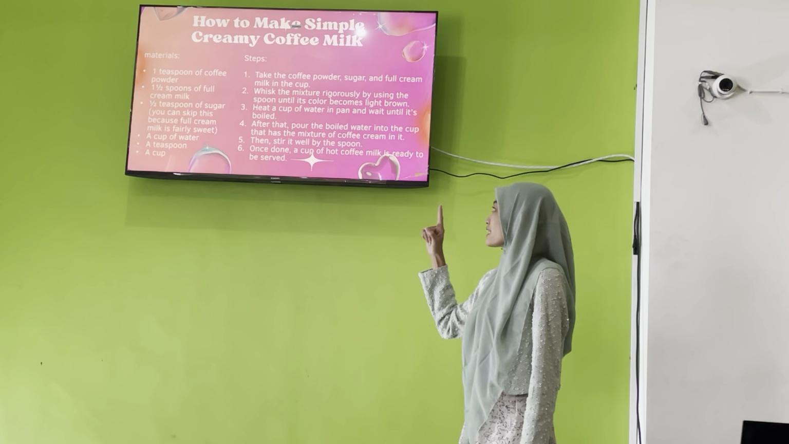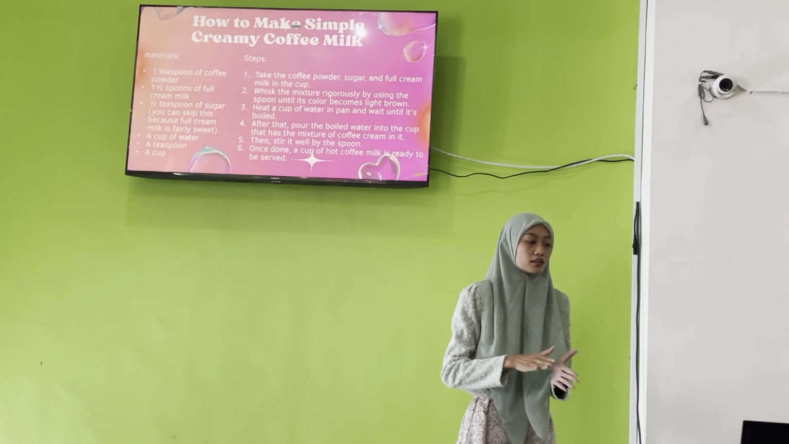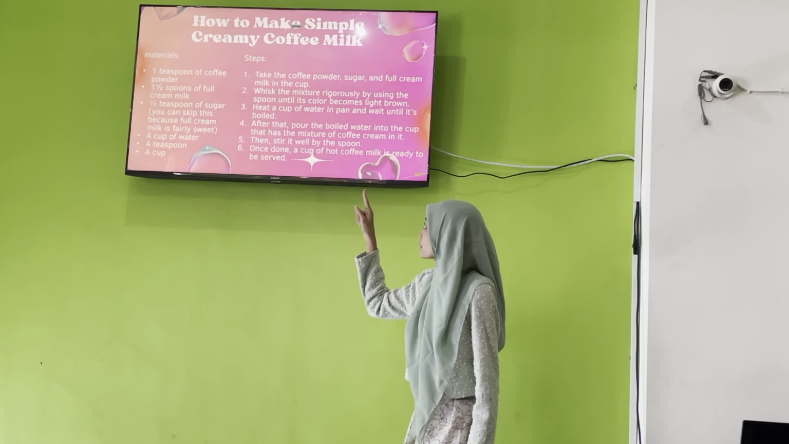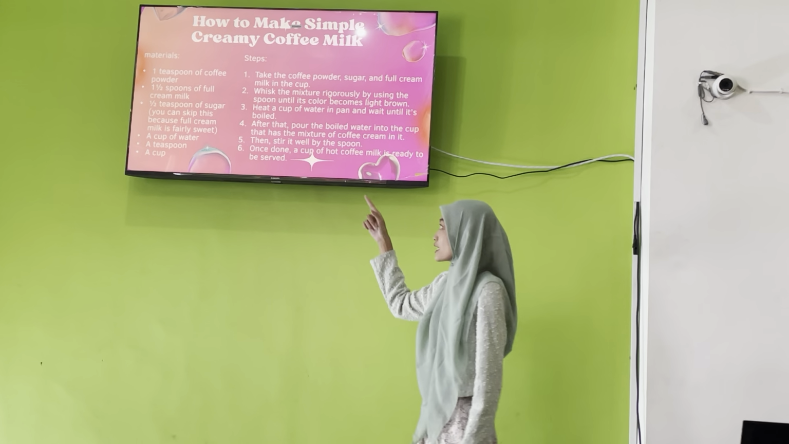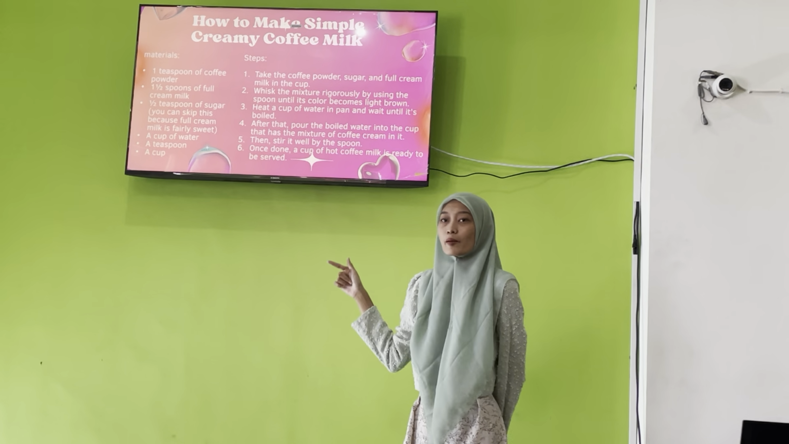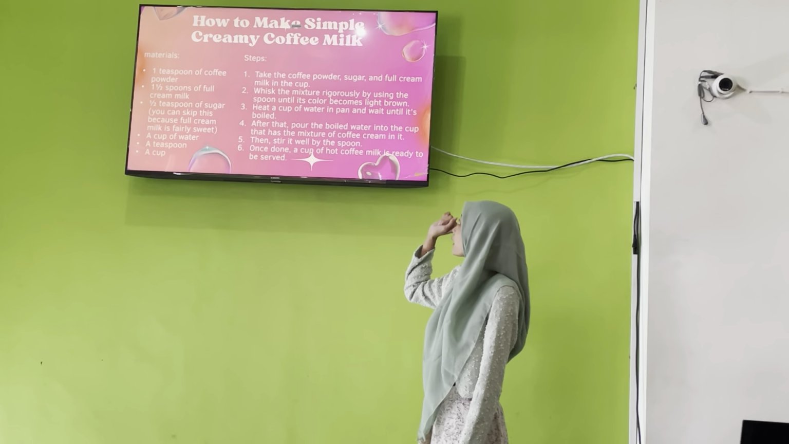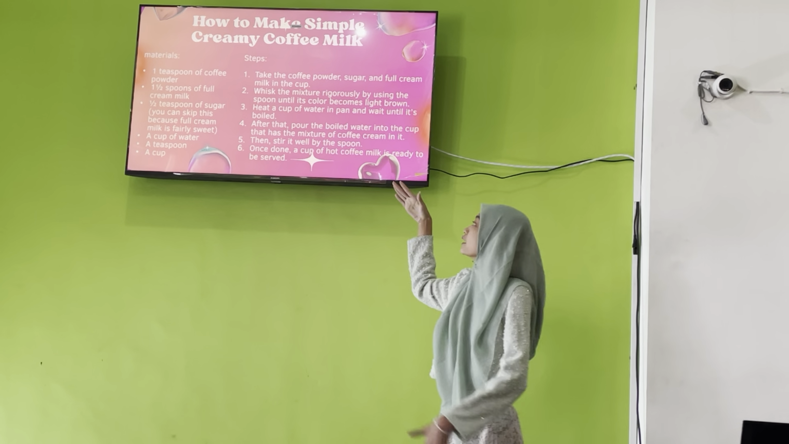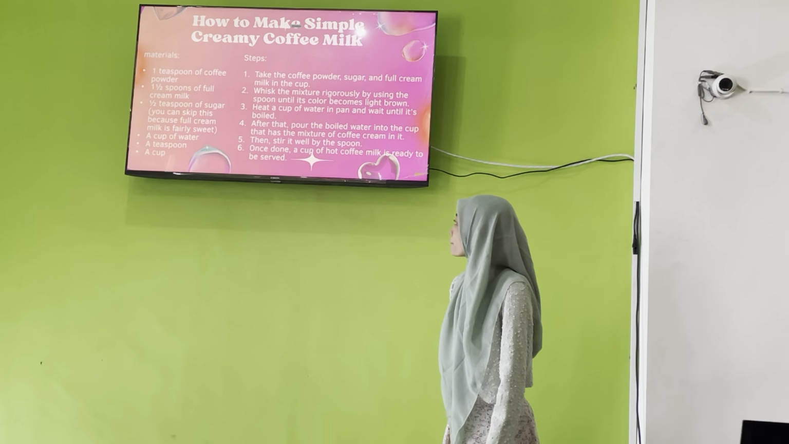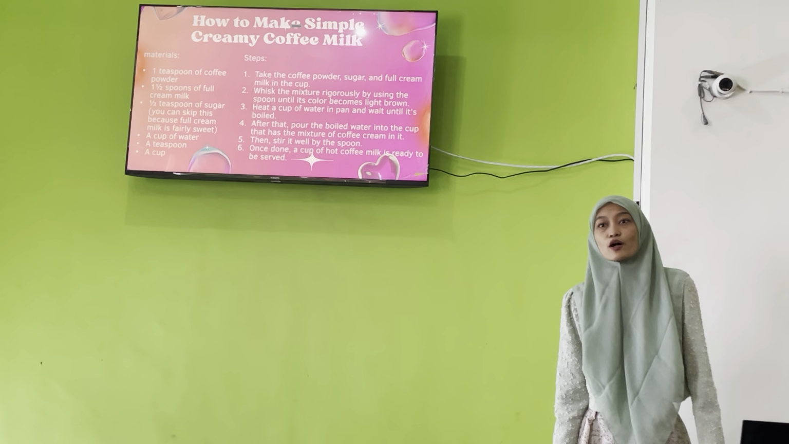Yes. And the next is material. Material is the ingredients of simple creamy coffee milk. The ingredients are one teaspoon of coffee powder, a spoon, and so on. And the last is methods or steps. These are the steps to make simple creamy coffee milk. Can you read it by yourself? Understand? Yes, please. Any question for procedural text?